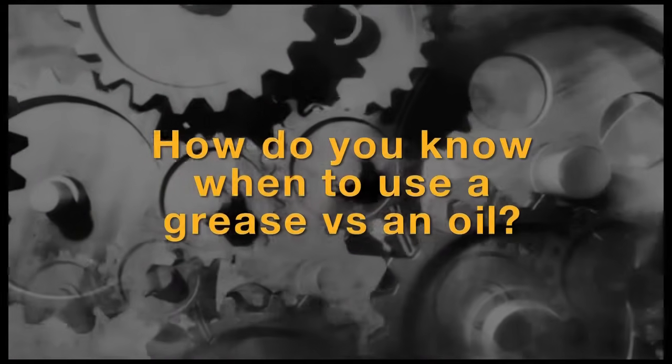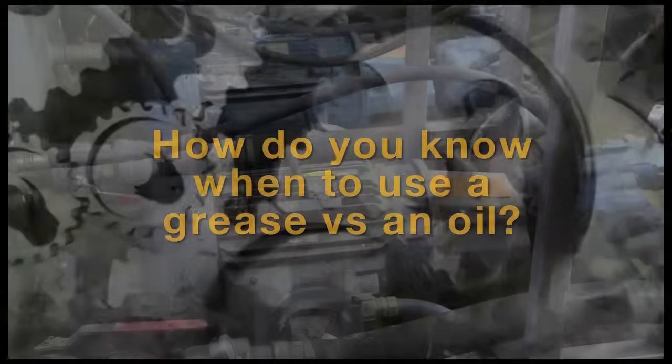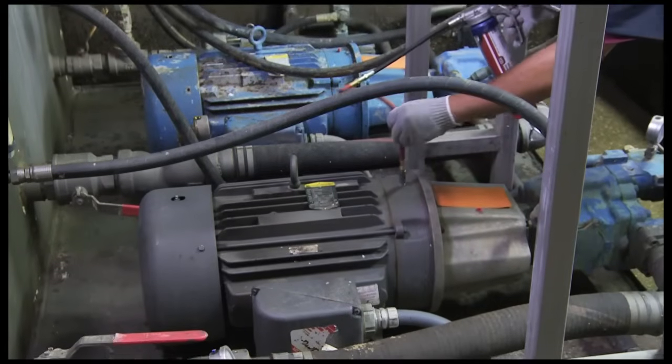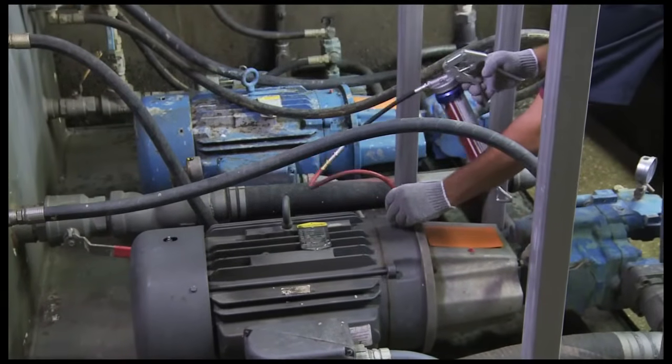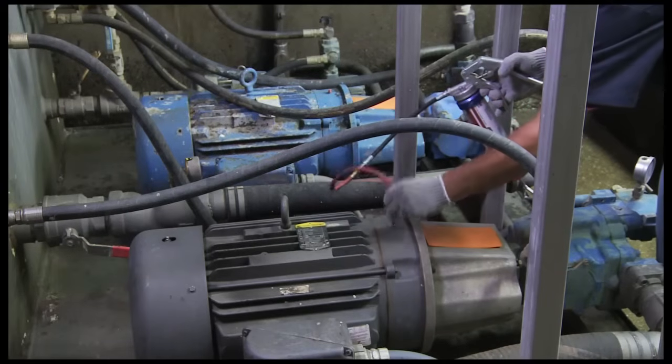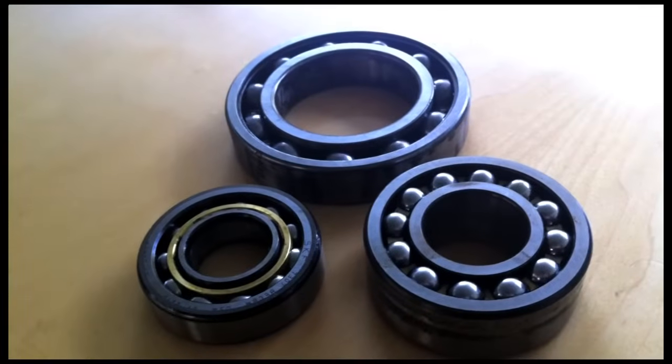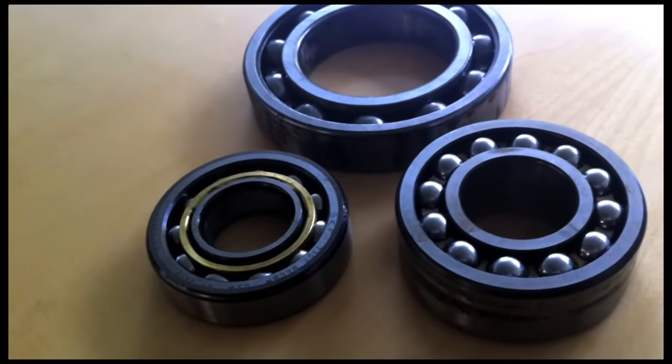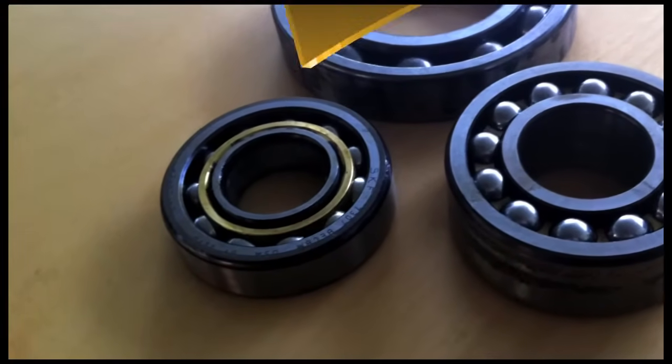So how do you know when to use a grease versus an oil? Grease is generally used in applications that can only be lubricated infrequently and where a lubricating oil would not stay in place. They also act as sealants to prevent ingress of water and incompressible materials.